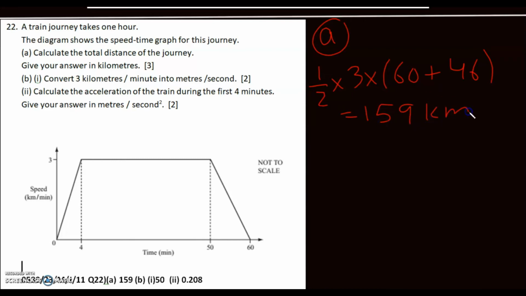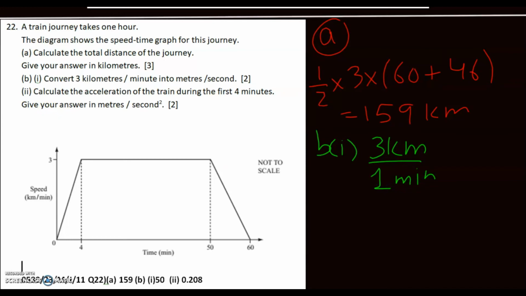So for part A, simply find the area under the graph. Half times height times sum of parallel sides. The upper parallel side is 46. So what is the answer? 0.5 times 3 times 60 plus 46, which gives 159 kilometers. Okay, give your answer in kilometers. So that's already in kilometers. Part B, 1, convert 3 kilometers per minute into meters per second. Okay, let's do this. 3 kilometers per minute means upon 1 minute. Change this into meters per second.